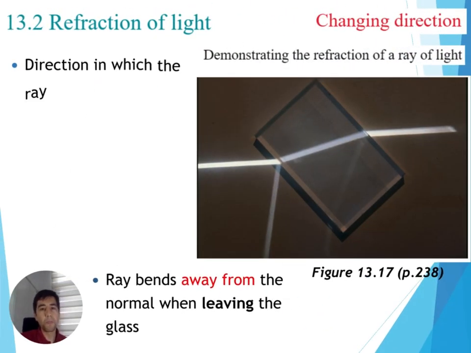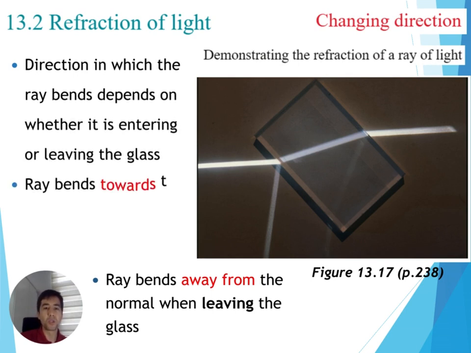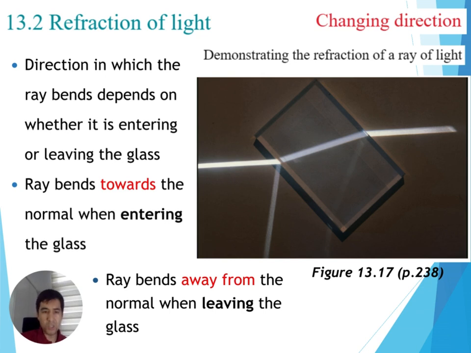Let me continue now. Let's see a real-life image or picture of refraction. The direction in which the ray bends, of course, depends on whether it is entering or leaving some medium. For example, here we have a glass block. As you can clearly see, a ray of light is entering and then bending. A little part of it might be reflecting, but that's not important for now. And then again, when leaving the glass, it's bending again.